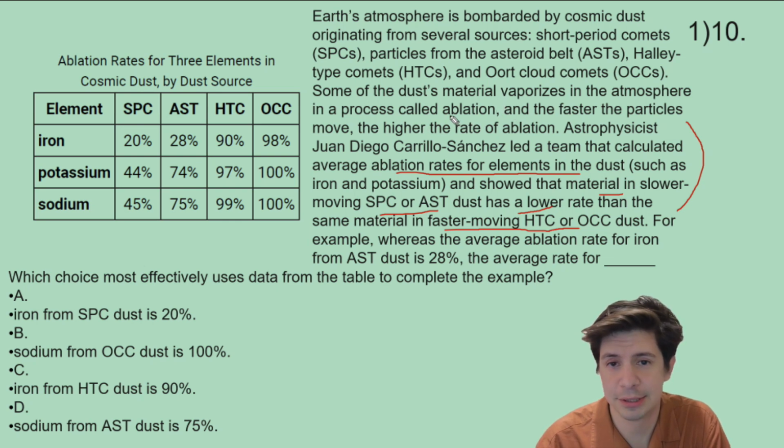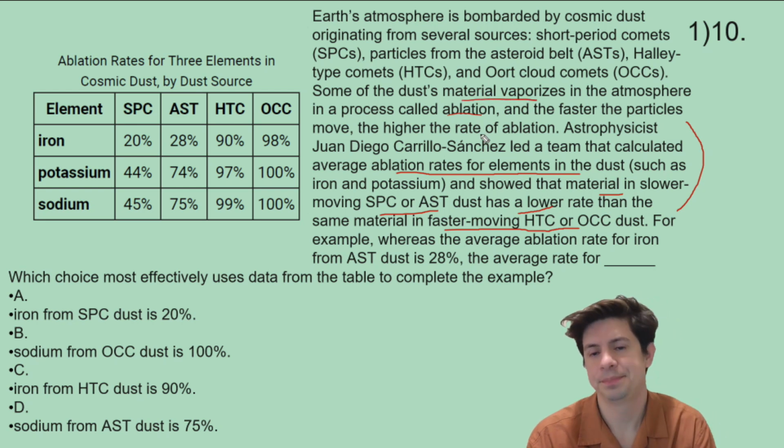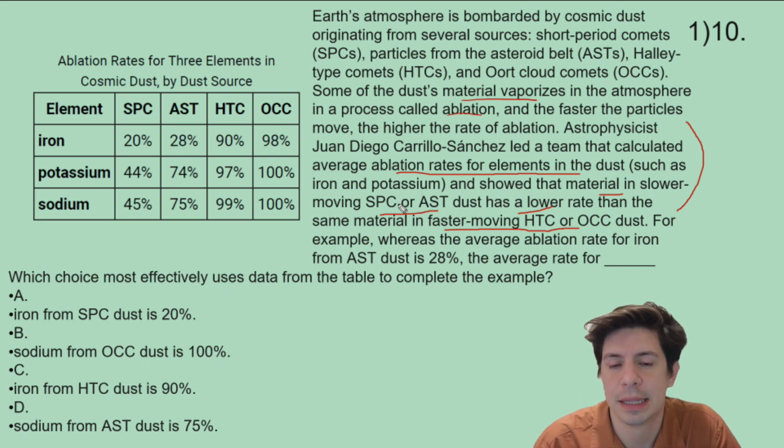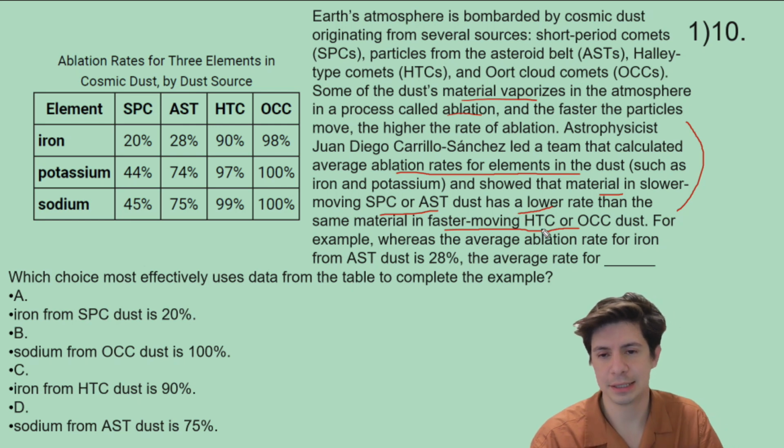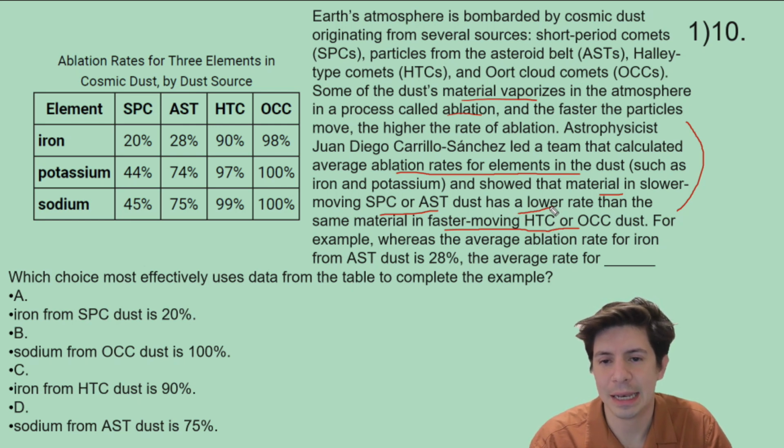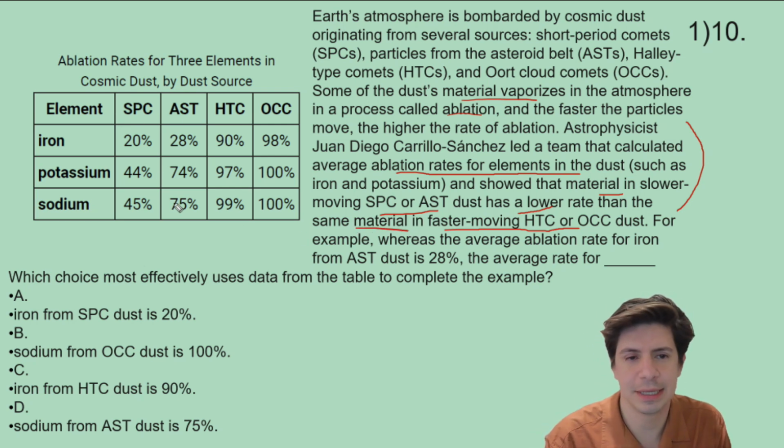So basically what they're saying is that ablation rates, and ablation, something else I've never heard of, is when the material vaporizes, right? And the faster the particles move, the higher the rate of ablation, okay? So then SPC and AST is slower, so it has a lower rate than HTC or OCC in the same material, okay? So we look at this chart, and we see AST, and we see iron for AST is 28%, okay? And then we're going to be talking about the same material. So I'm guessing we're going to be doing either A or C because that's also iron. So I'm going to put a minus on D and B, and I'm going to put a plus here, just to keep track.